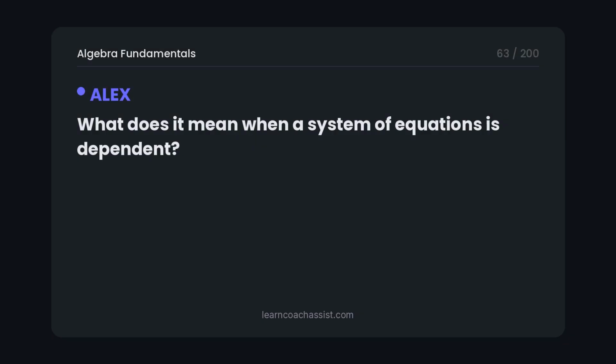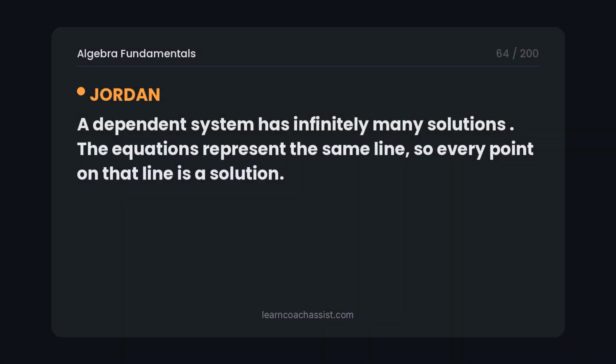What does it mean when a system of equations is dependent? A dependent system has infinitely many solutions. The equations represent the same line, so every point on that line is a solution.